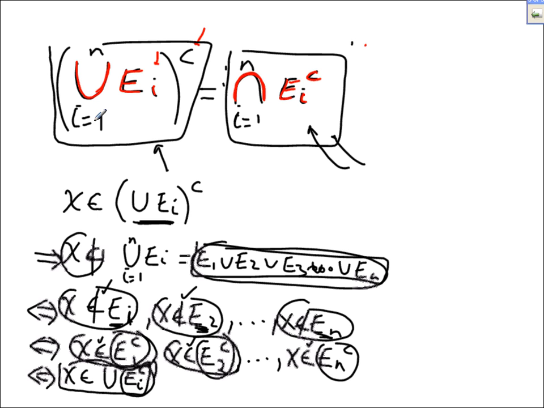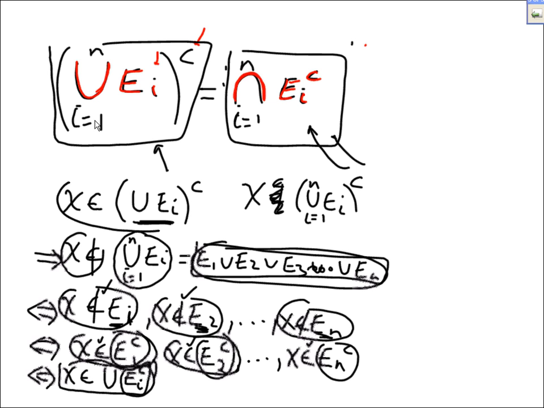Now, if X is not in this set, and don't let it bother you what it's called, I don't care what they call the set. If X is not in there, well then X must be an element of the complement, which is exactly what it says up here. So, if X is in here, then we showed X is in here.